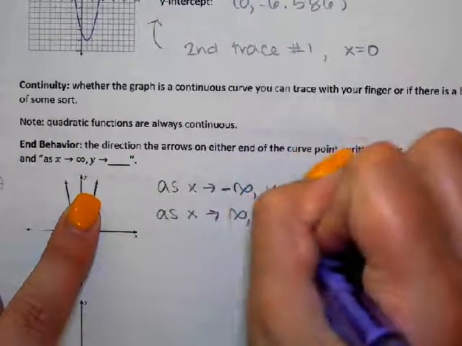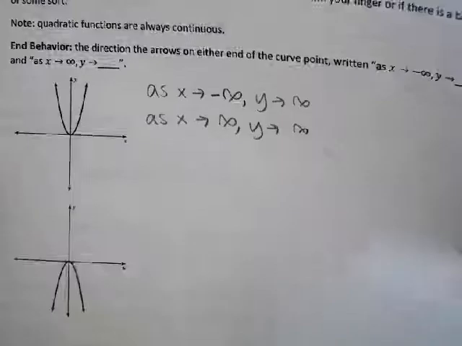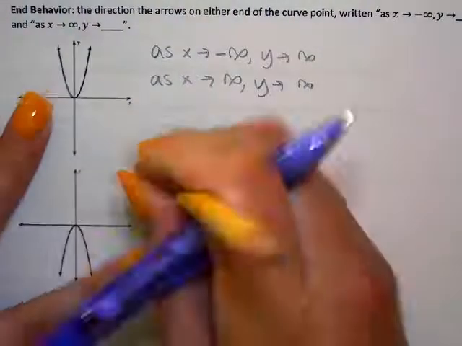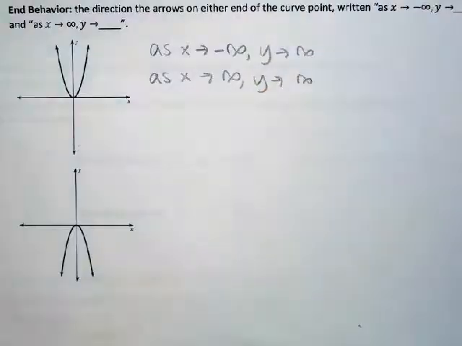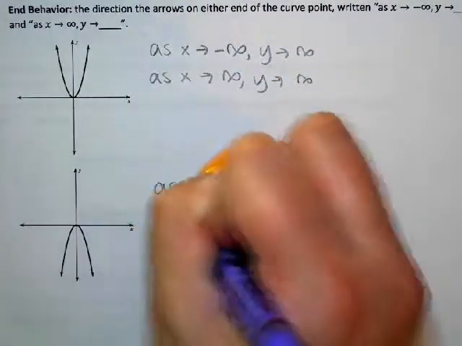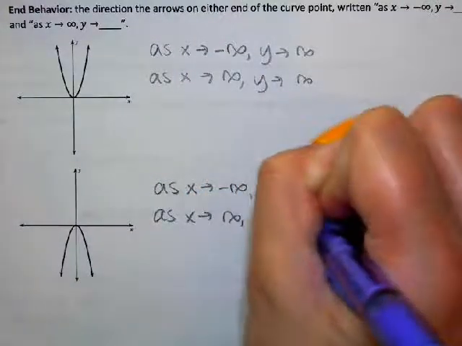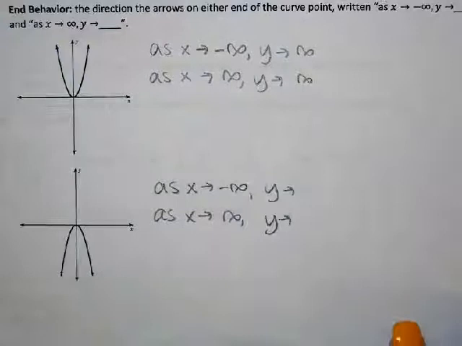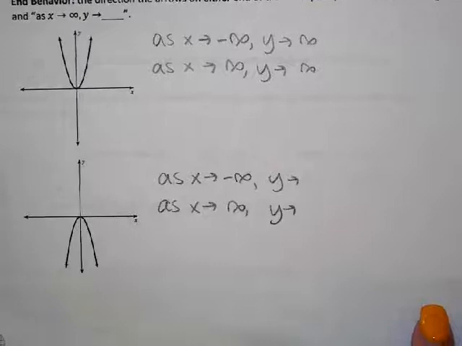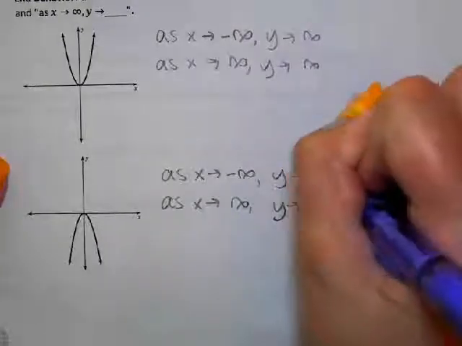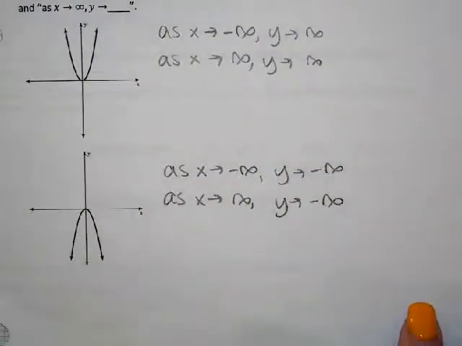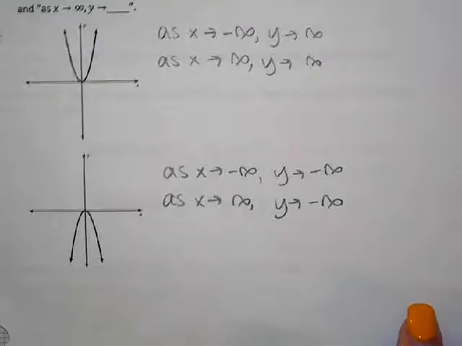For this other picture, we're going to look at the left arrow, we're going to look at the right arrow. As you look at the left arrow, as you look at the right arrow, what are they doing? They're both going down. Negative infinity, negative infinity. So this is just like the absolute value end behavior. Either both arrows are going up or both arrows are going down. We always start the same: left arrow, right arrow. Okay?